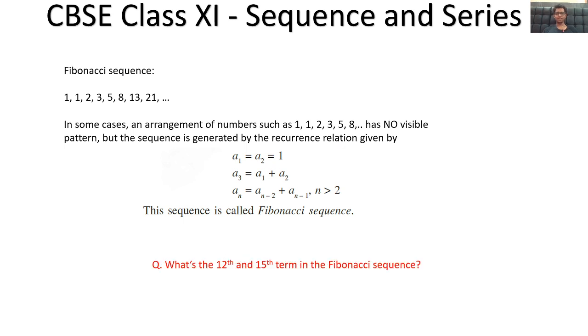Next, we'll discuss what's the 12th and 15th term in the Fibonacci sequence. Well, we have first as this, second as this, third as this, fourth next. So 8 is going to be the next term. This is called 5.